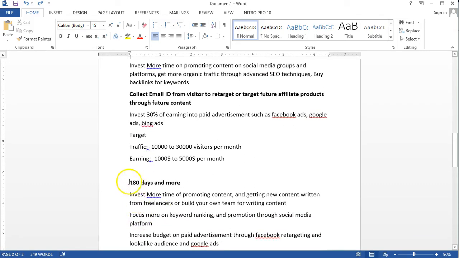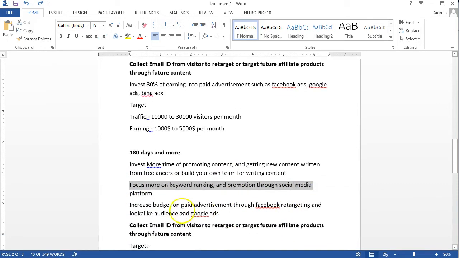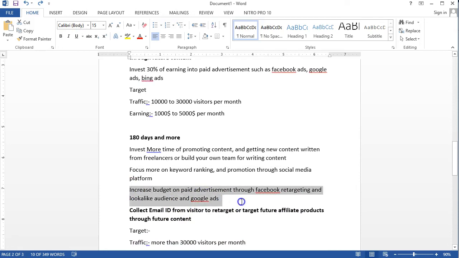Now, the strategy after 180 days: you should invest more and more time in promoting content, getting your website higher, getting as many keywords ranked on your website as possible, and getting more and more backlinks. You should stop writing articles by yourself and instead hire a team or freelancers to write content. You should focus more on keyword ranking and promotion through social media platforms. Increase your budget on paid advertisement through Facebook retargeting and lookalike audience.